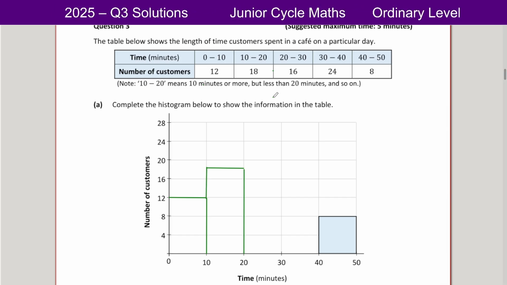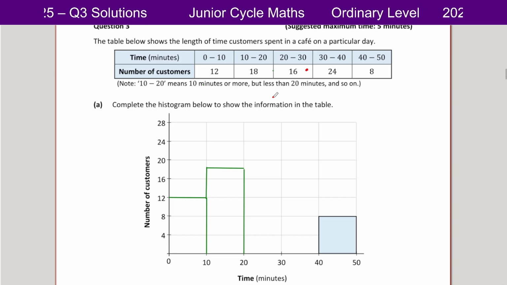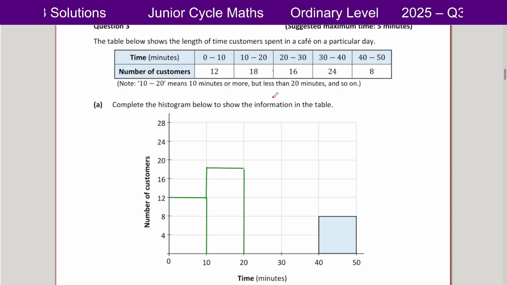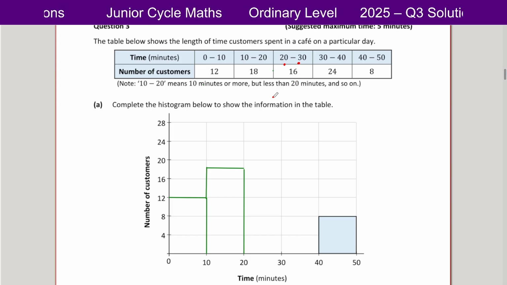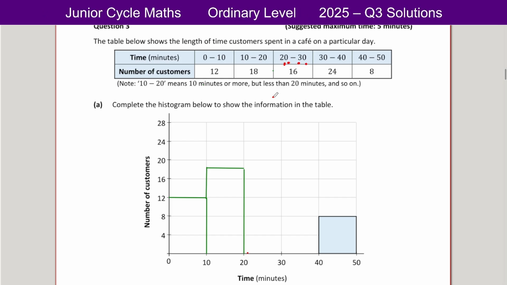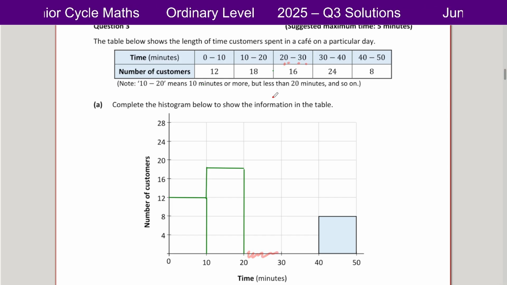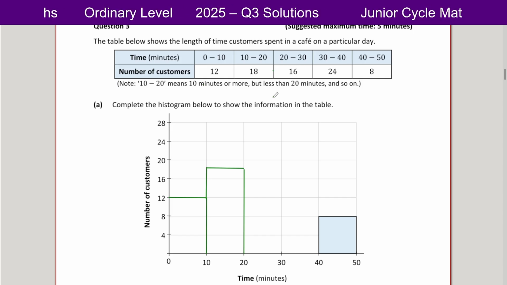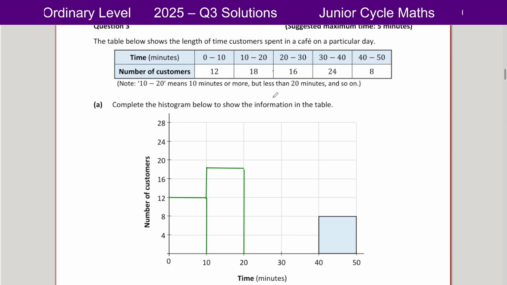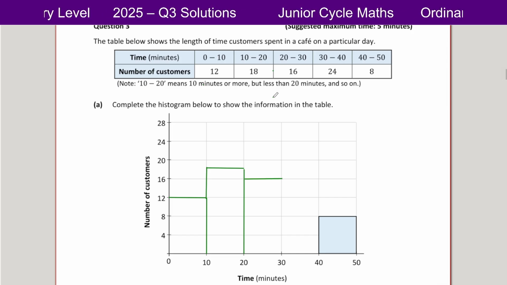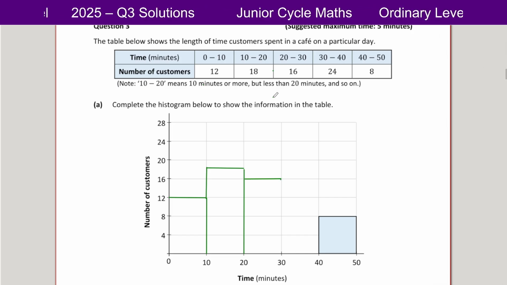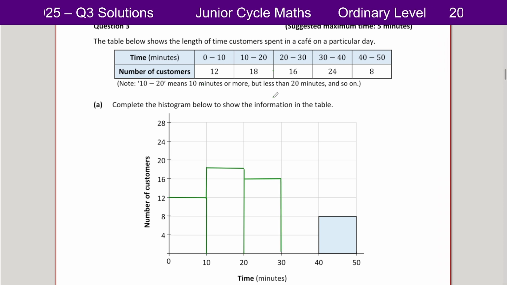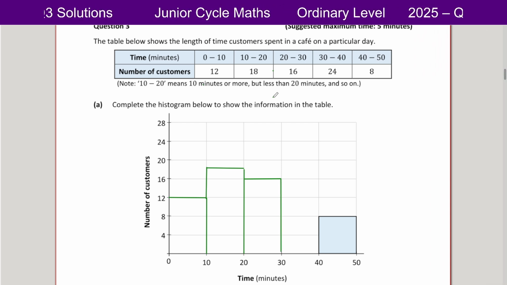The third one, we have 16 in the interval between 20 and 30. So here is the interval as well. The 16 is in here, so here is the value of 16 from the y-axis, and then we need to complete the bar like that, and so on for the other one.